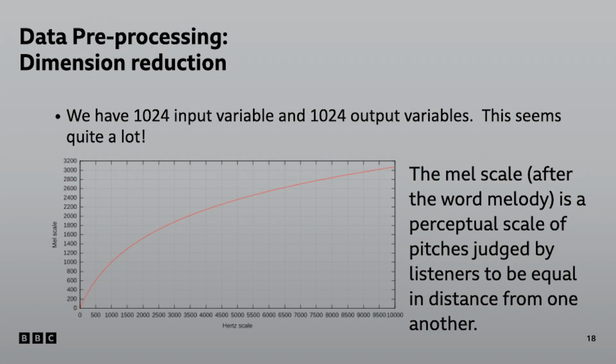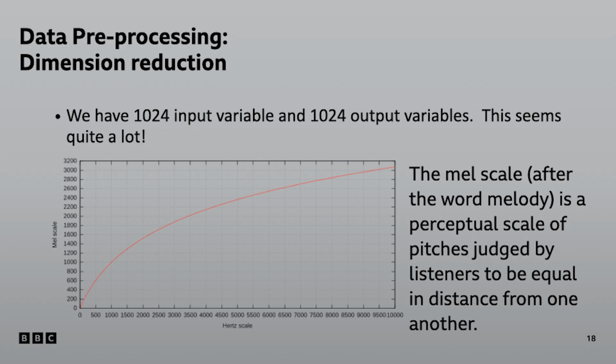That's quite a lot. We're trying to run it on a Pi. It's going to make our models very complicated. It's probably not going to run on a Pi with that many things. So we need to reduce the dimensions. We could do something really simple. We could just take those 1,024 bins, band every 10 together and do an average. Or we could be a bit cleverer and use something called the MEL scale.